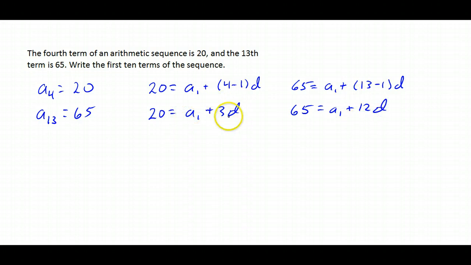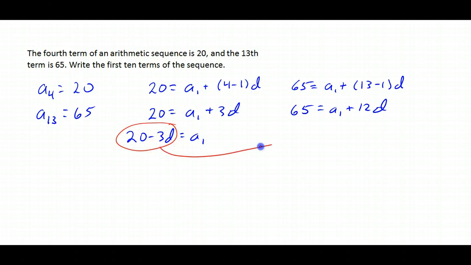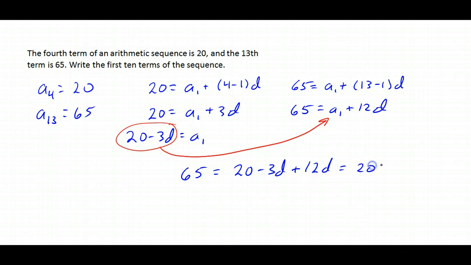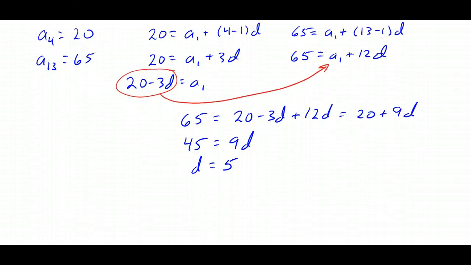Okay, let's solve this for a sub 1. 20 minus 3d equals a sub 1. Then I'm going to plug that in for a sub 1 there, and that'll let me find d. So here we go. 65 is equal to 20 minus 3d, because that's what a sub 1 is equal to, plus 12d, or 20 plus 9d. If I subtract 20 from both sides, I get 45 equals 9d. So d equals 5.